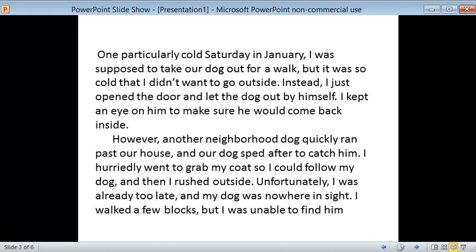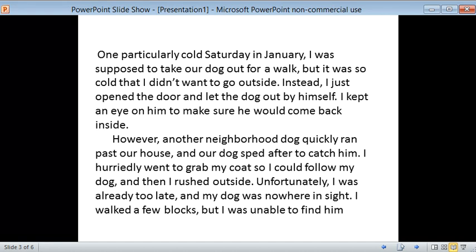One particularly cold Saturday in January, I was supposed to take our dog out for a walk, but it was so cold that I didn't want to go outside. Instead, I just opened the door and let the dog out by himself. I kept an eye on him to make sure he would come back inside. However, another neighborhood dog quickly ran past our house, and our dog sped after to catch him. I hurriedly went to grab my coat so I could follow my dog, and then I rushed outside. Unfortunately, I was already too late, and my dog was nowhere in sight. I walked a few blocks, but I was unable to find him.